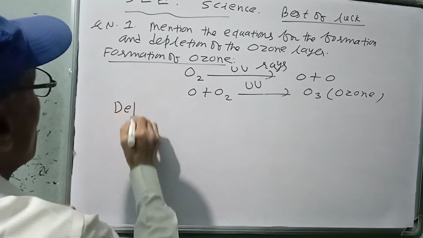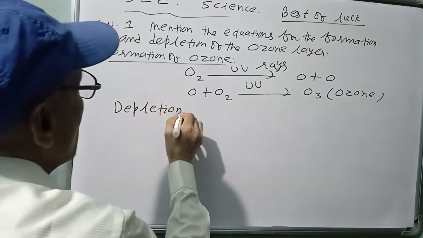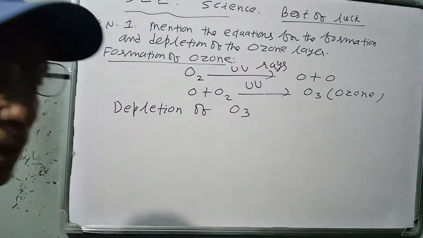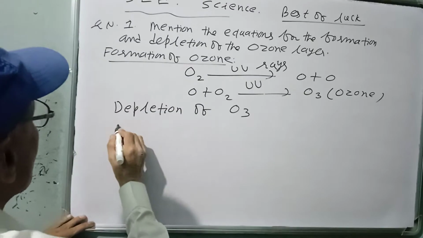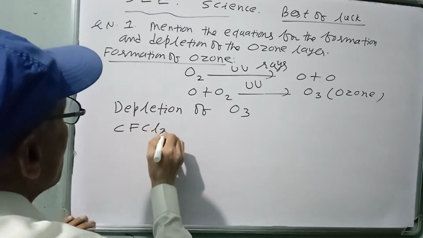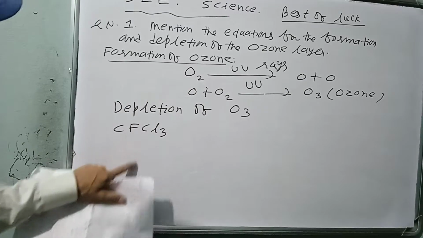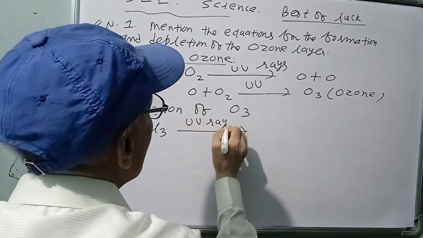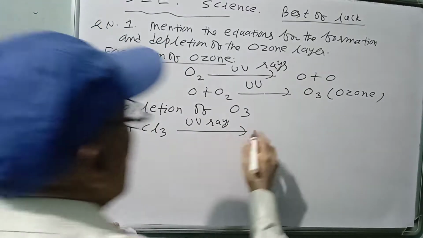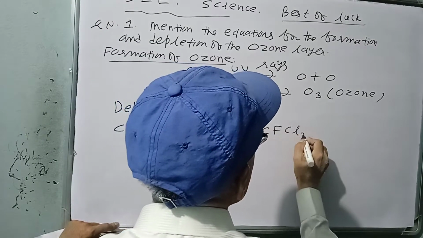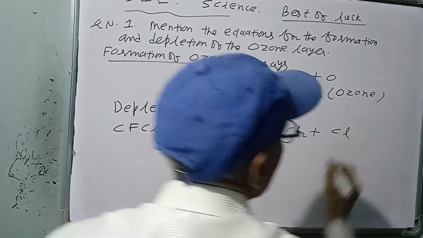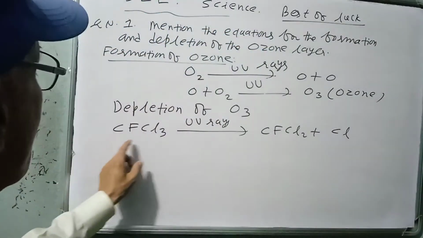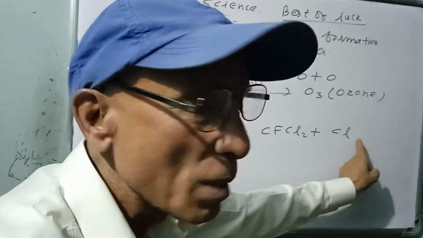Depletion means destruction. Depletion of O3, there are two equations. First of all, CFCl3. This compound CFCl3, with the help of ultraviolet rays, what does it do? CFCl3 becomes CFCl2 plus Cl, the active chlorine gas, or atomic state chlorine.